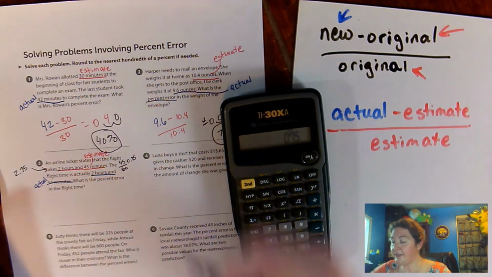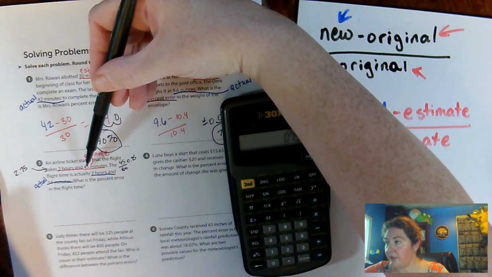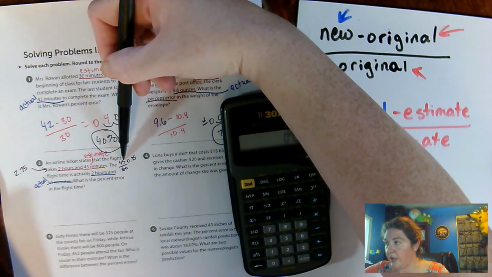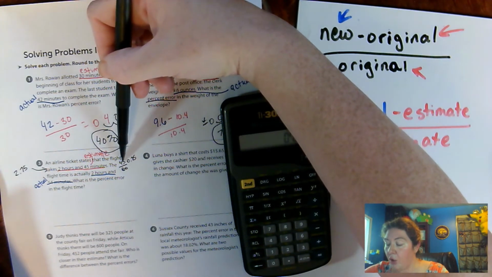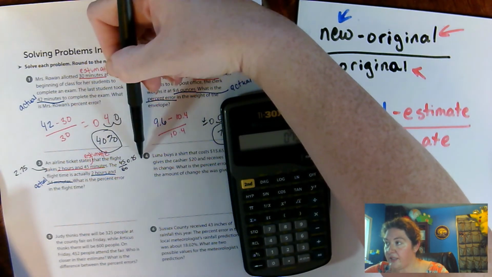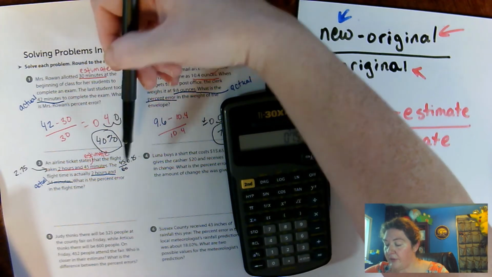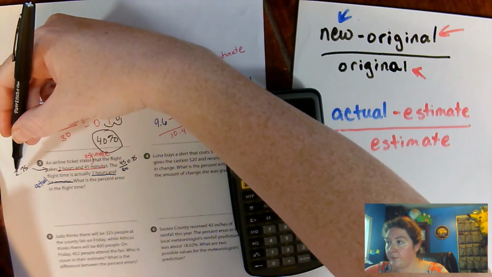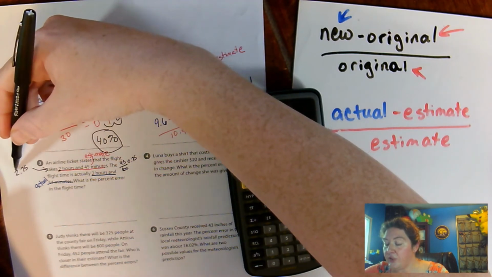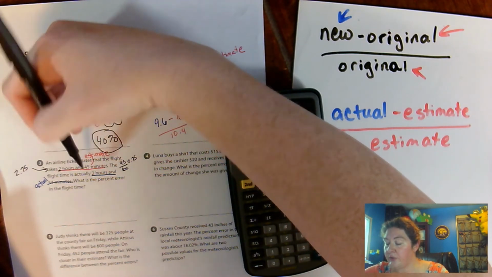I got that because I took my 45 minutes and I divided it by 60 because that's how many minutes are in an hour. 45 divided by 60 gives me 0.75. This 2 is my whole number. So I actually get 2.75, 2 hours and 45 minutes.